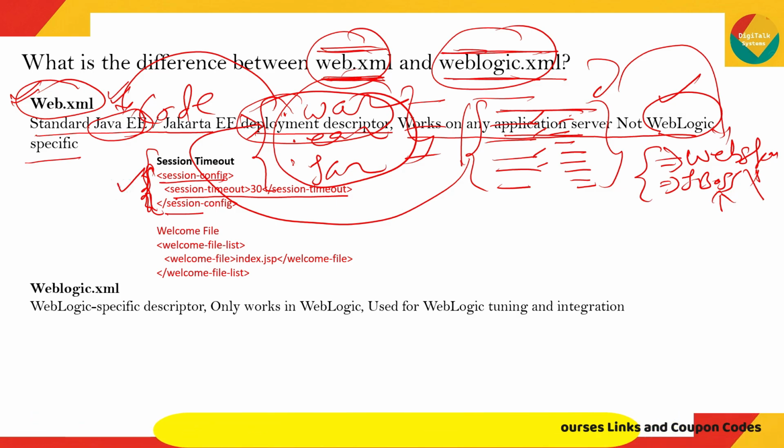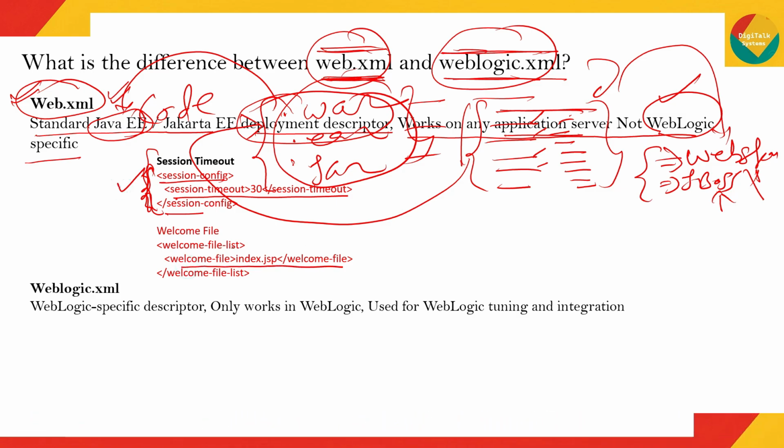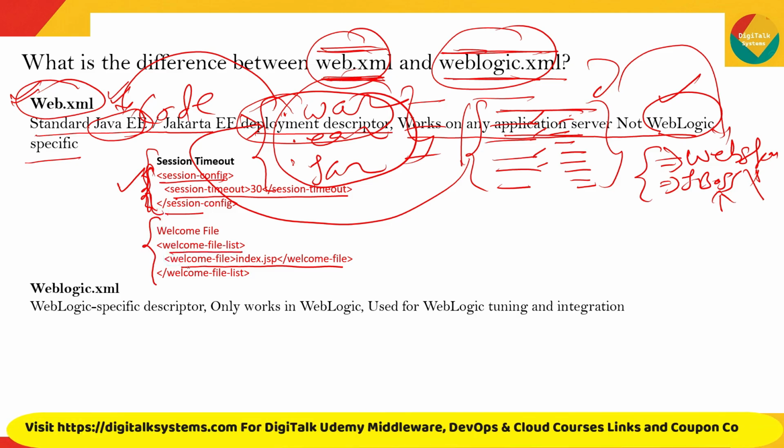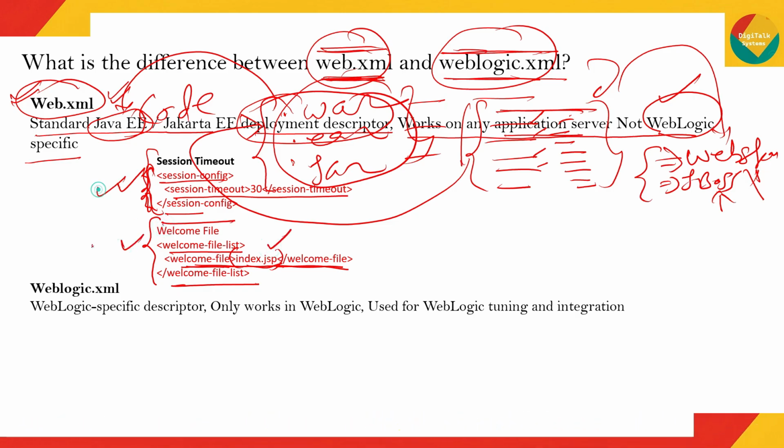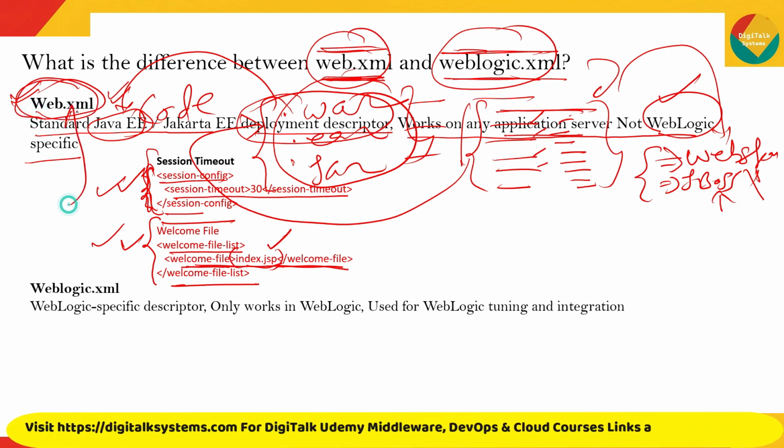Okay, apart from that, if you want to define some welcome file, the default welcome file for a web application, we can define it in the welcome file list. And this is the syntax, welcome file, and the name of the file, whatever you want to be displayed as a welcome file, initial file. Okay, so this is the descriptor for the welcome file. So these are the two descriptors, and similarly we have multiple descriptors that developers define in the code. Okay, and this is the web.xml.